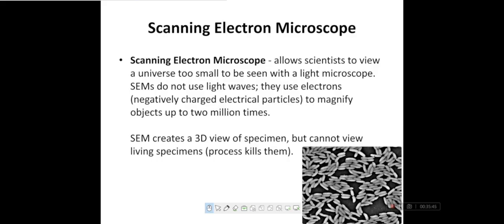Scanning electron microscopy allows scientists to view a universe too small to be seen with a light microscope. SEM does not use light waves; it uses electrons, negatively charged electrical particles, to magnify objects up to 2 million times. SEM creates a 3D view of a specimen but cannot view living specimens. In this technique, living specimens are not used.